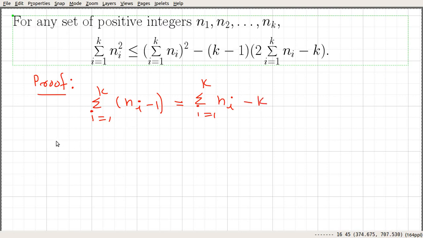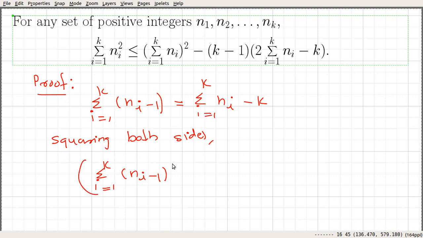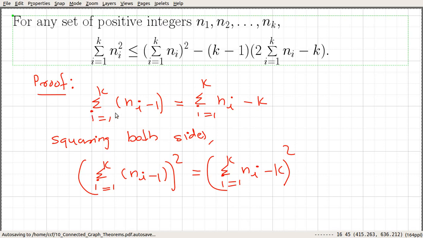Okay, so next what we are going to do is we are going to square both sides. Squaring both sides, we get the sum from i equal to 1 to k of ni minus 1, this thing squared, equal to the sum of ni minus k, squared. Okay, so next everything is going to be algebra. What we are going to do is we are going to square this side and this side. Okay, so let's go to the next page.